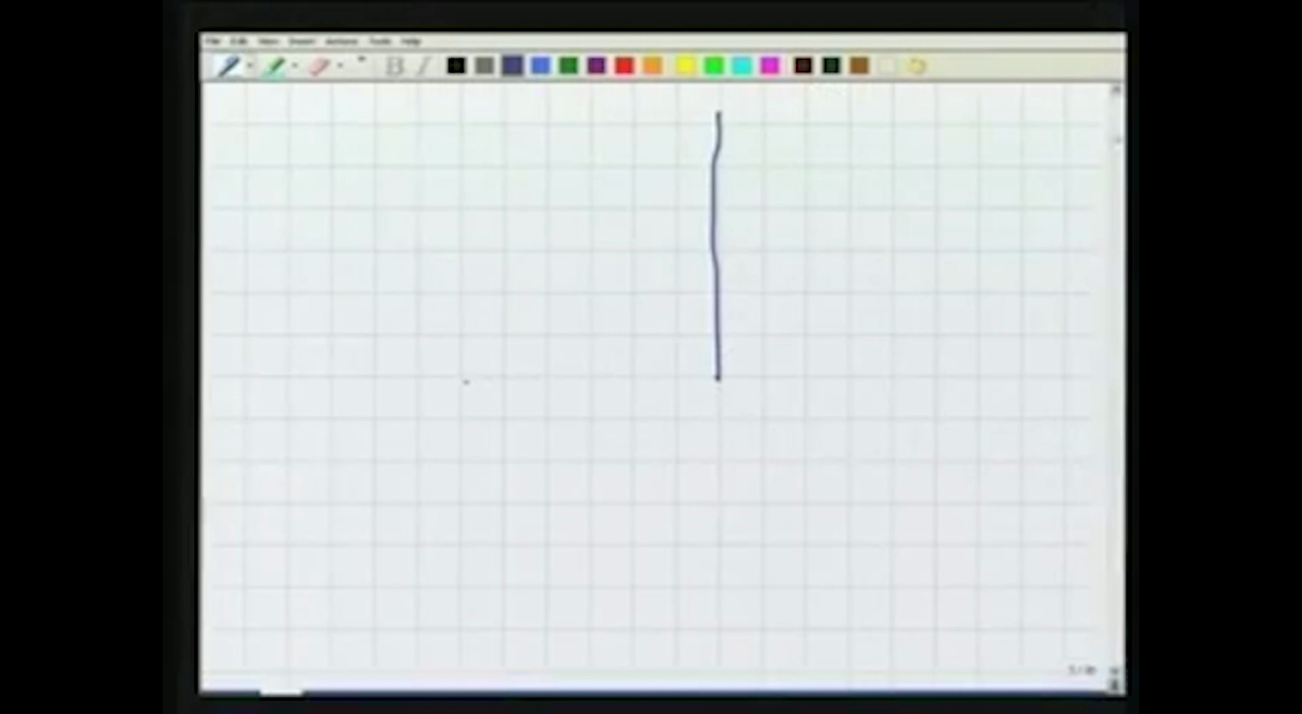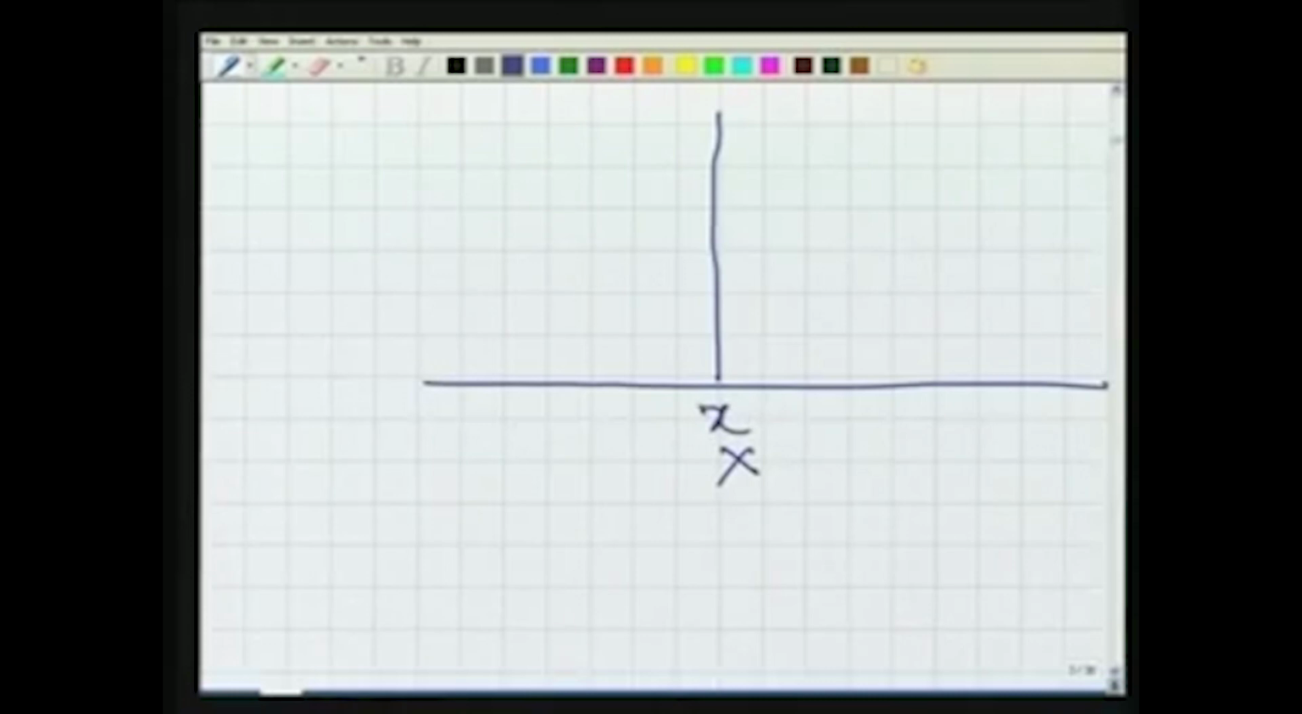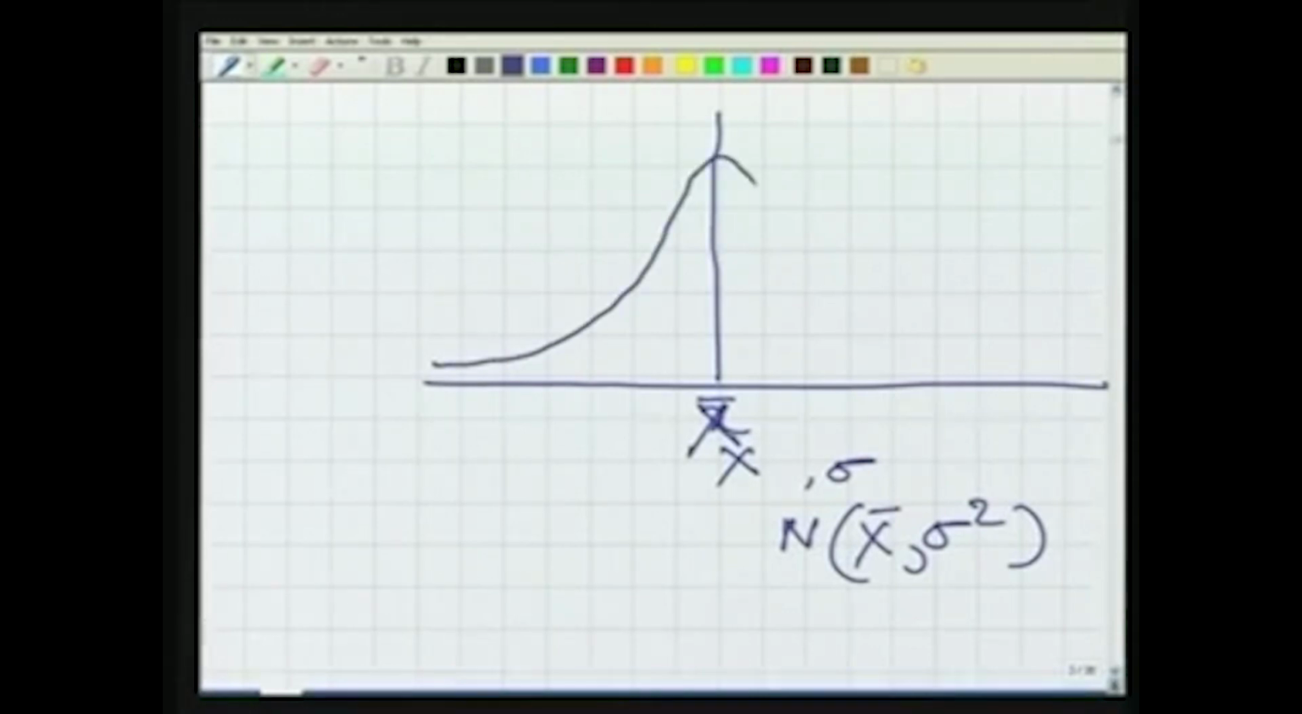Now, before that, I will write a term here. For example, let us say there is a variable x for which the mean is x bar and the standard deviation is sigma. So, we can write this normal distribution as N(x bar, sigma square), and this we can show like this, where this x may vary from minus infinity to plus infinity.